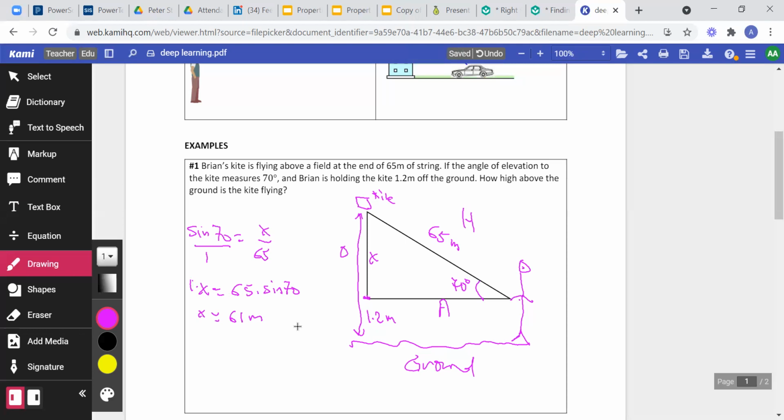And then since from the ground to where Brian is holding the kite cord is 1.2, you're going to add 1.2 meters to it to get X being 62.2 meters.